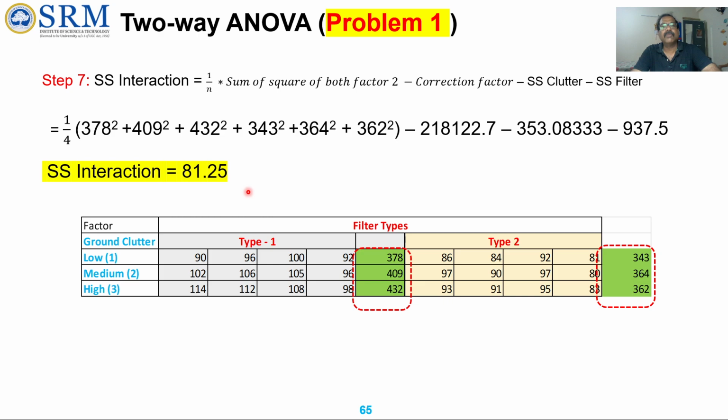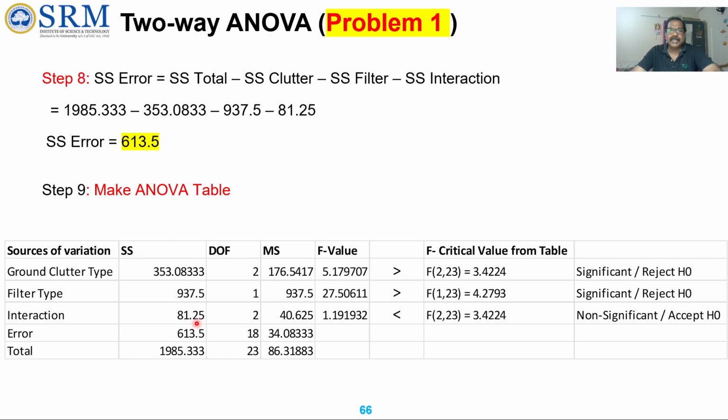Error also we calculated, since SS total is there, SS culture is there, filter is there, interaction is there. Error calculation is easy. Sums of squares of culture type, filter type, interaction, error, total, and degrees of freedom are there. The ratio of SS to degrees of freedom gives us the mean square values. Each mean square value is calculated. Once we calculate the mean squares, the mean square of culture type divided by error gives us the F calculated value.